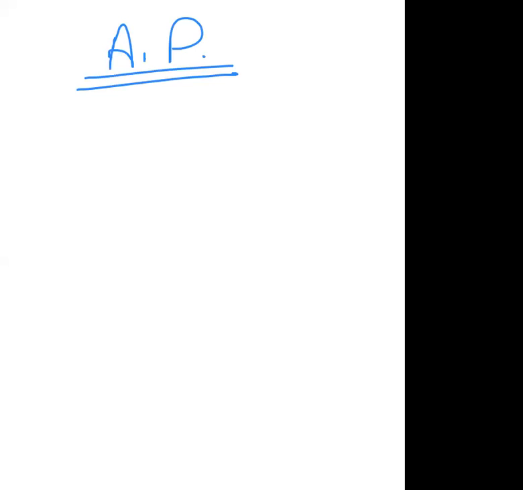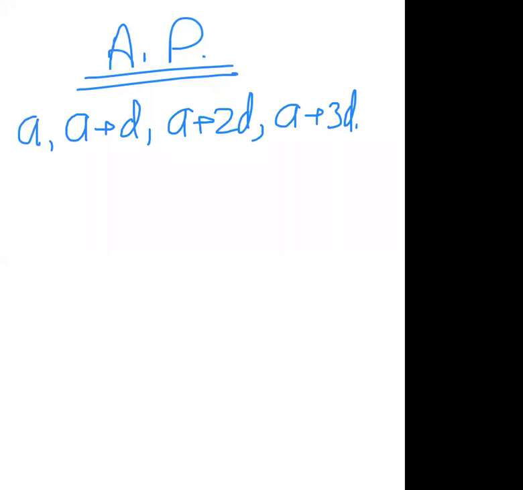An AP is a list of numbers in which the successor term is obtained by adding some constant to the preceding term. An arithmetic progression is the list of numbers in which the successor term is obtained by adding some constant to the preceding term. So the first term is a, the next term will be a plus d, a plus 2d, a plus 3d, and so on. So we have got this arithmetic progression.